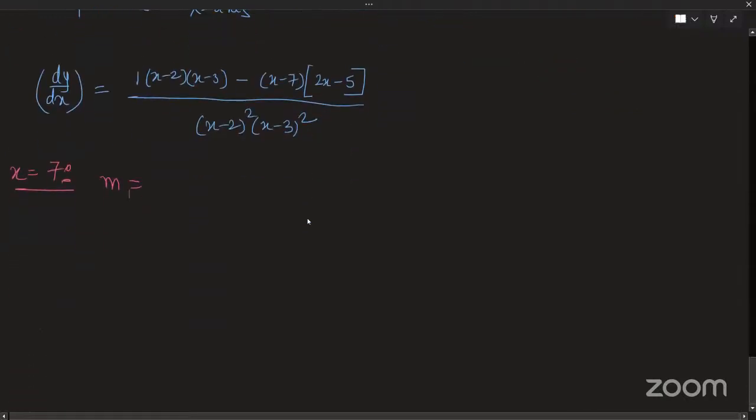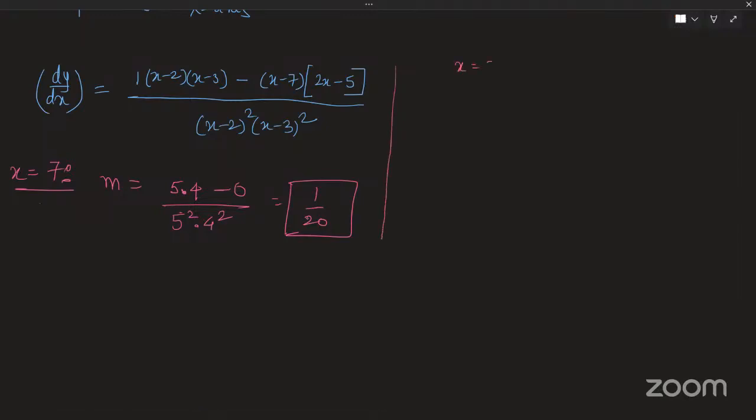Right? So let us now just calculate the value of this thing. So it will be 5 into 4 minus 0 divided by 5 square into 4 square. So 1 by 5 into 4, it is 1 by 20. So I know the slope, it is 1 by 20. Can I write down the equation of the line? At x is 7, y is obviously 0. So the point is 7 comma 0.